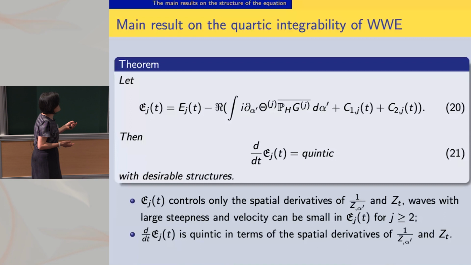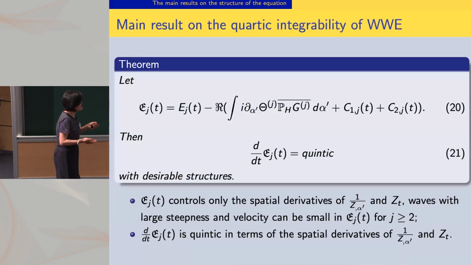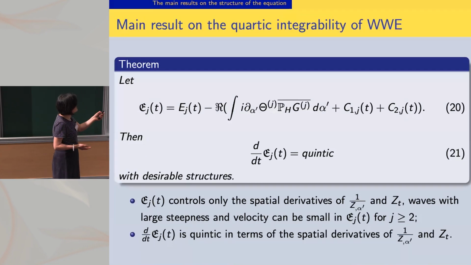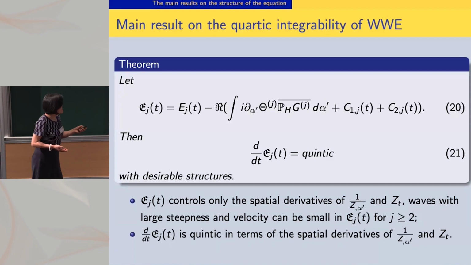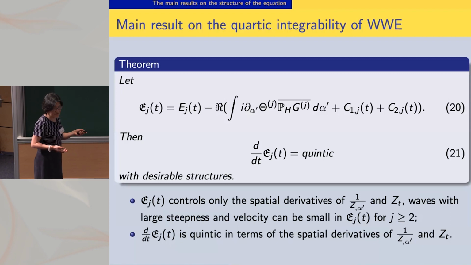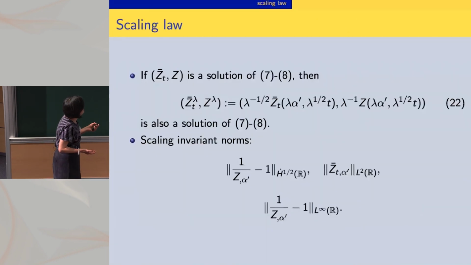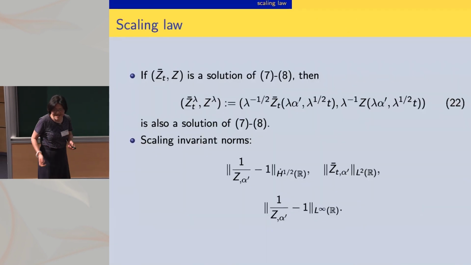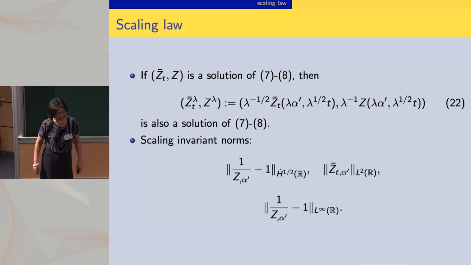This means that a wave with large steepness and large velocity can still be small in this energy function. And d dt of this is also quintic in terms of the spatial derivatives of these two. Then that means we can close the argument. Of course, derivatives you have to take. How many derivatives do you have to take to do this? That's a good question. Actually, I didn't try to optimize it. But you have to take higher and higher derivatives. Not very high.